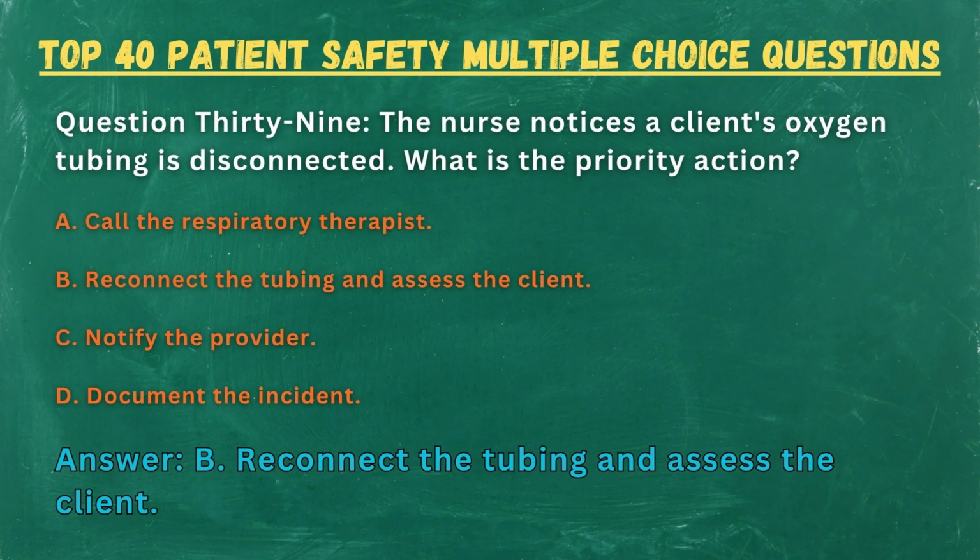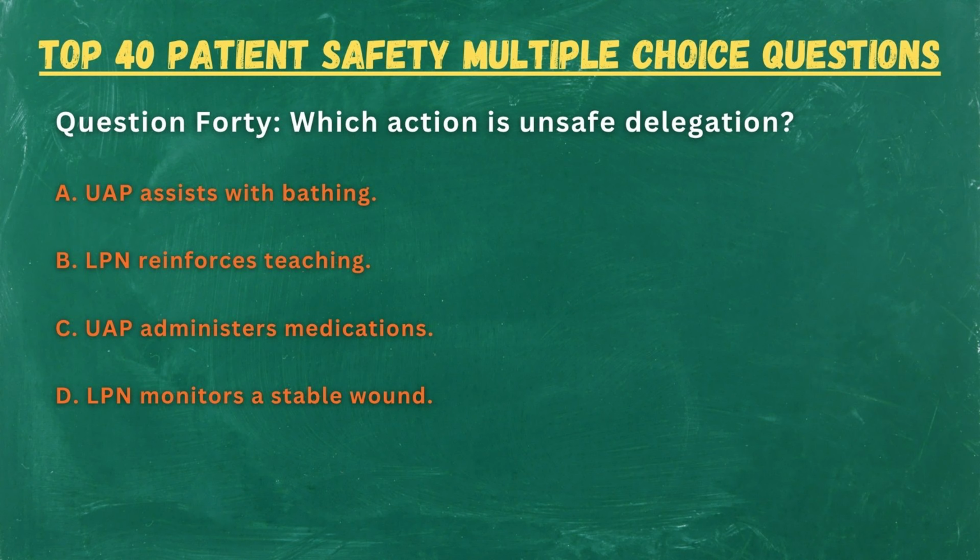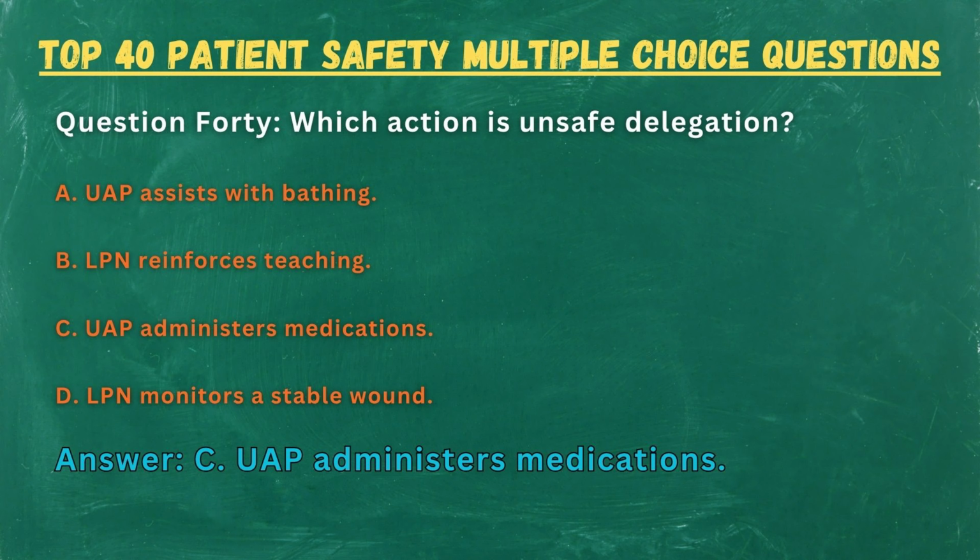Answer: B. Reconnect the tubing and assess the client. Question 40. Which action is unsafe delegation? A. UAP assists with bathing. B. LPN reinforces teaching. C. UAP administers medications. D. LPN monitors a stable wound. Answer: C. UAP administers medications.